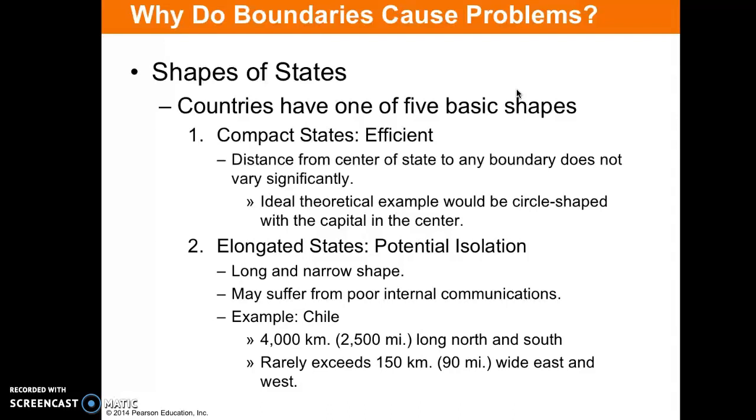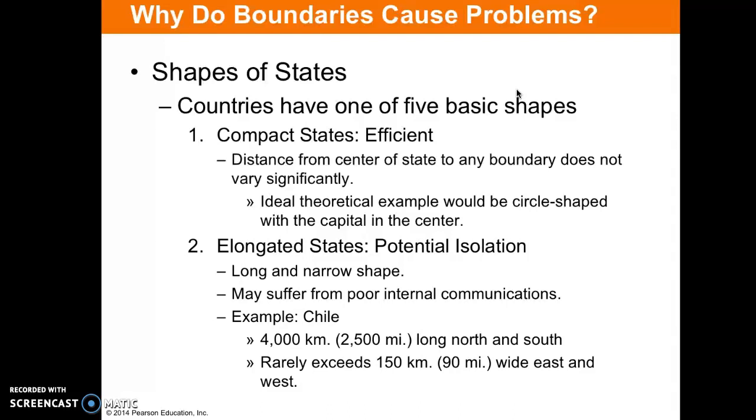Ideally, you would have a circle-shaped state with a capital in the center, but there are no circle-shaped states. But it's really easy to communicate. It's easy to administer because it's small and it's easy to communicate across it. It doesn't take long to travel across.